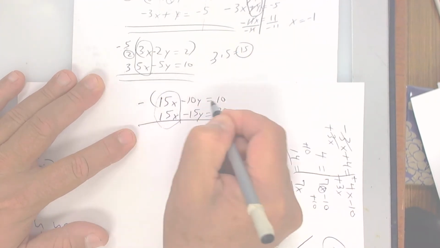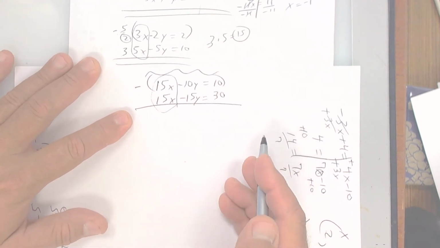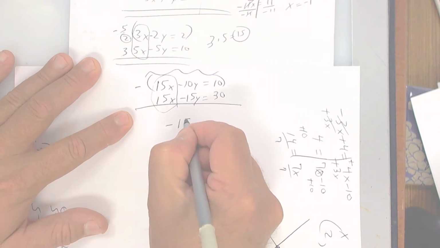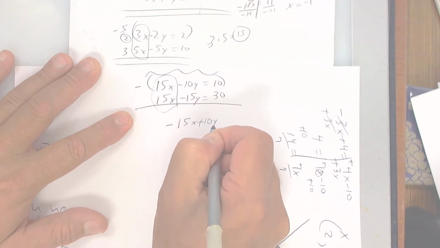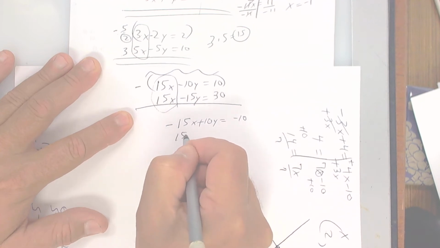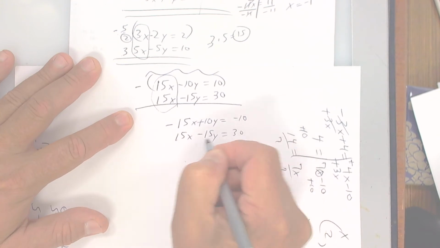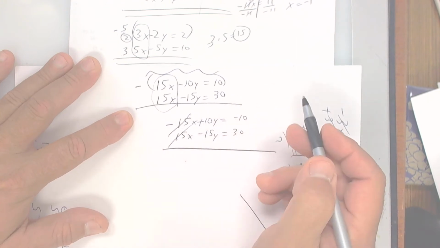So we want to go ahead and put a negative here and change these signs like we did in the one above. Okay? So I get a negative 15x plus 10y equals negative 10. And then the bottom stays the same. So I get 15x minus 15y equals 30. Now this cancels, you see?